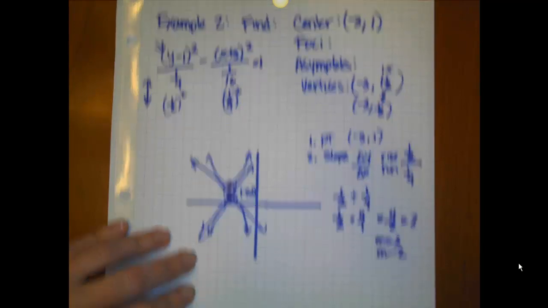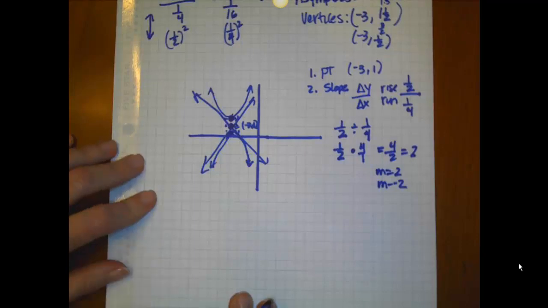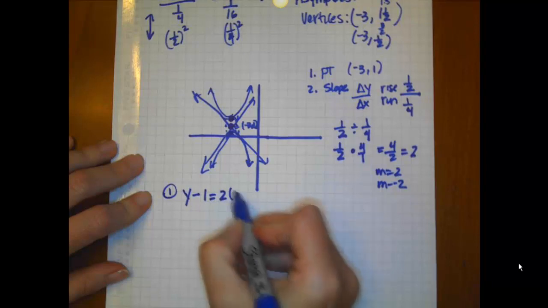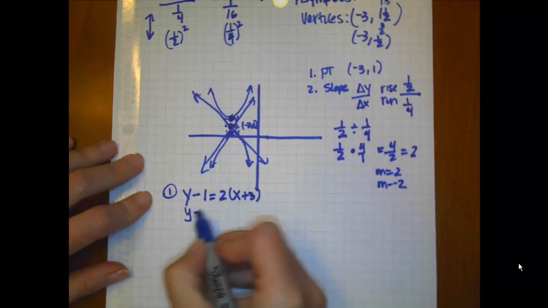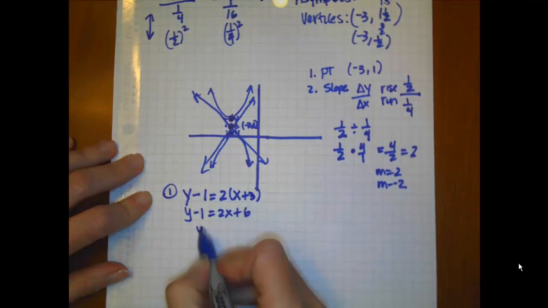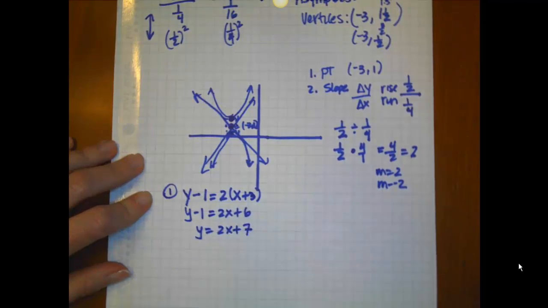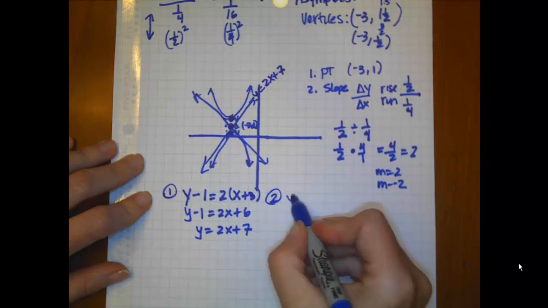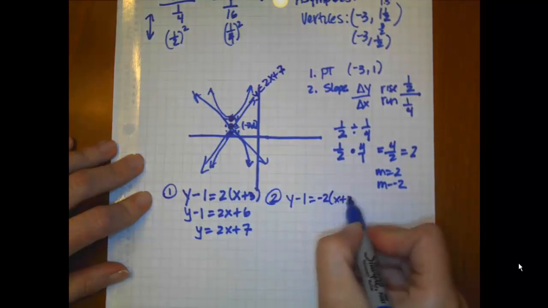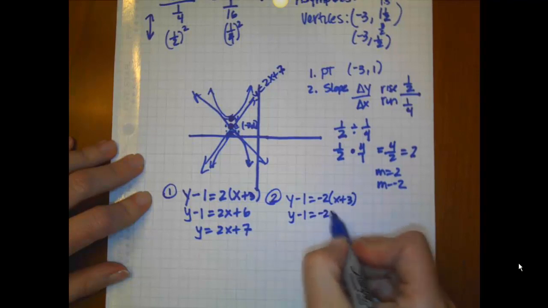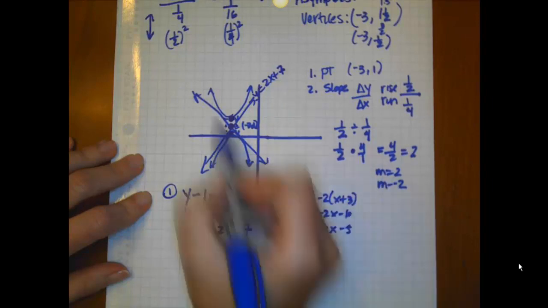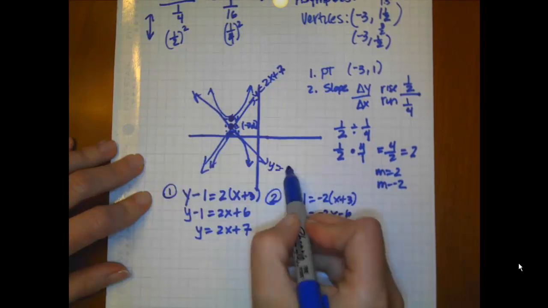So when I need to find the equation for my asymptotes, I'm going to use y minus 1 equals 2 times x plus 3. So y minus 1 equals 2x plus 6. So y equals 2x plus 7 is one of my asymptotes. It would be this one right here. And then my other line would be y minus 1 equals negative 2 times x plus 3, which yields negative 2x minus 6. So y is equal to negative 2x minus 5. So that represents this asymptote.